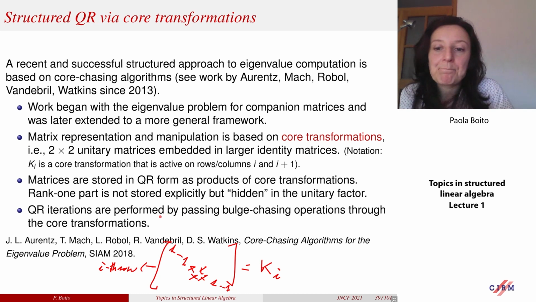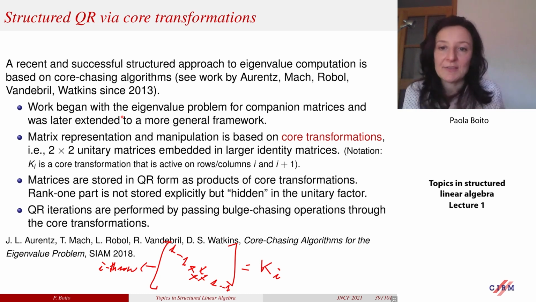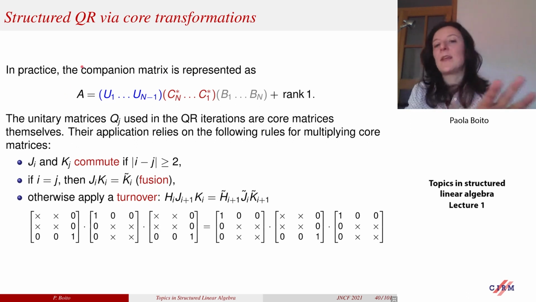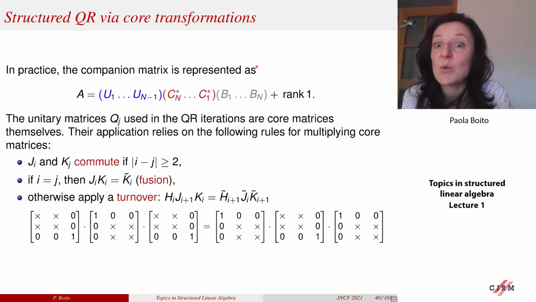So the idea in this approach is that you store matrices in QR form, so as a product of unitary times upper triangular, and each of these factors in turn is broken down as a product of core transformations. So let me explain a bit more in detail. For the special case of the companion matrix, the authors have developed a general framework that works also for other cases. But let's look at the companion matrix. The companion matrix is represented in QR form.